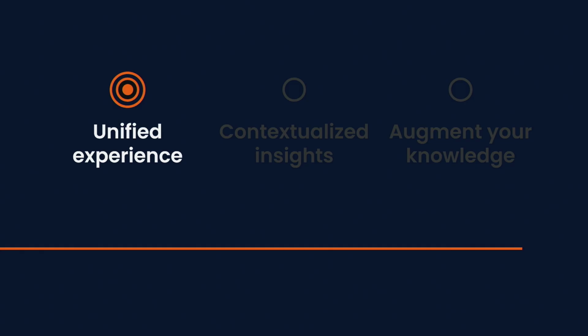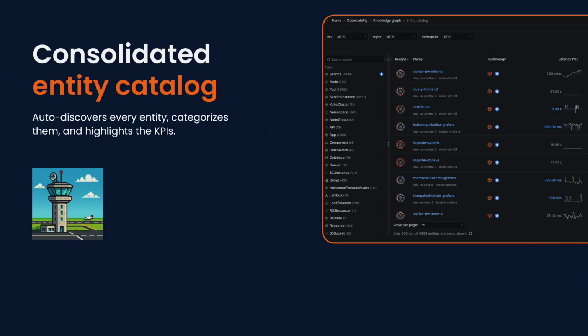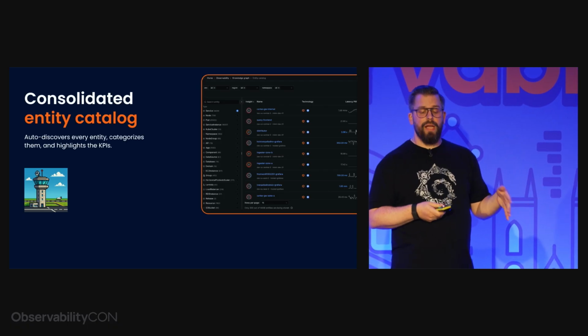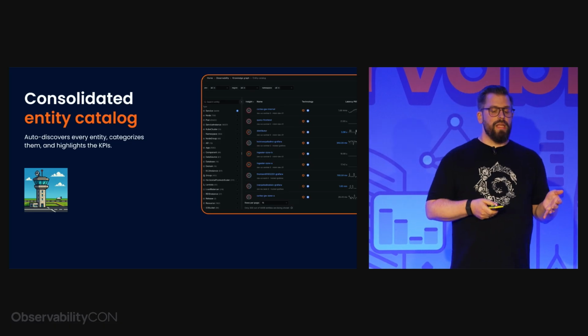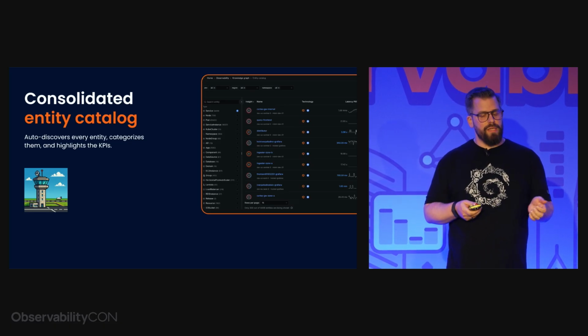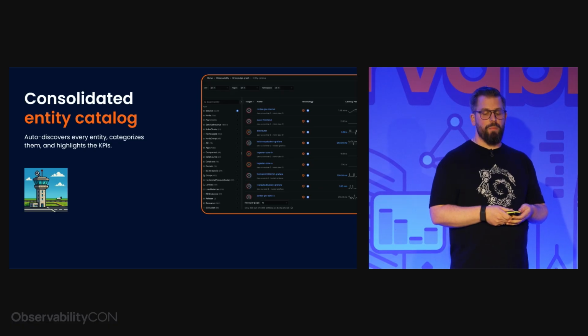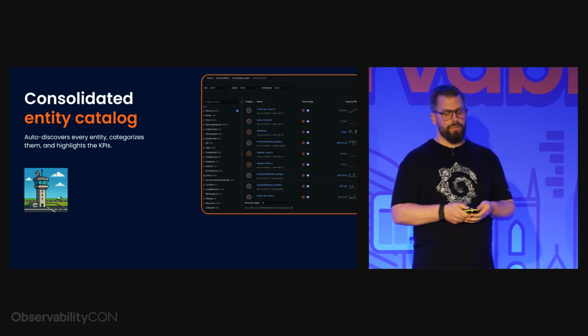Let's talk about the unified experience for a second. One of these elements here is the consolidated entity catalog. I already talked about it, right? But it automatically discovers every entity in your system, every pod, every service, every front end. And these entities are accessible through the same UI that you can use. It highlights the most important KPIs from the get-go. We show you the RED metrics that are important for your thing. Or if it's an infrastructure thing, we highlight the USE metrics for this thing. The entity catalog also understands how entities relate to each other, right? So for example, when a backend is causing issues in a front-end service.